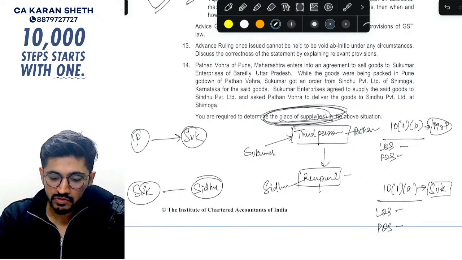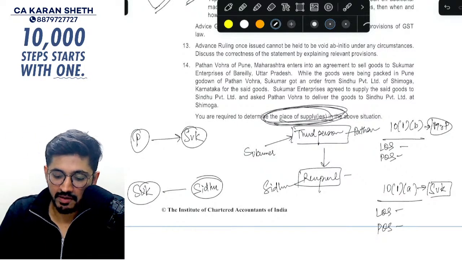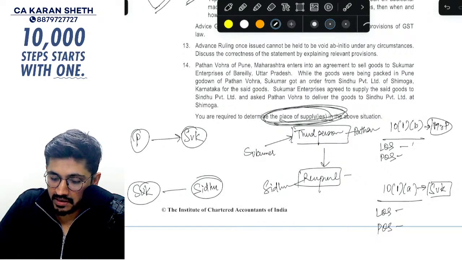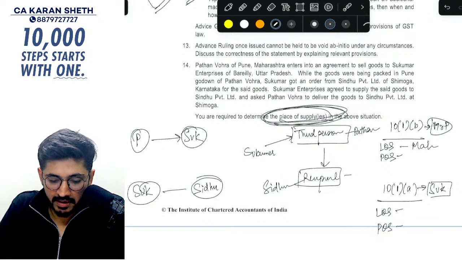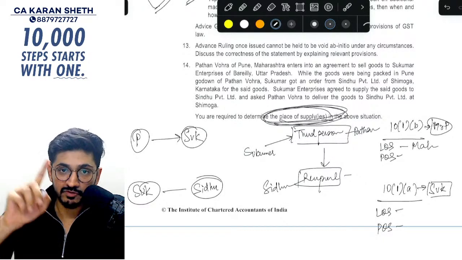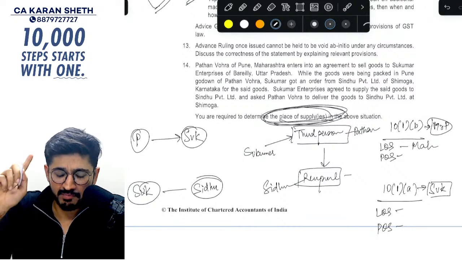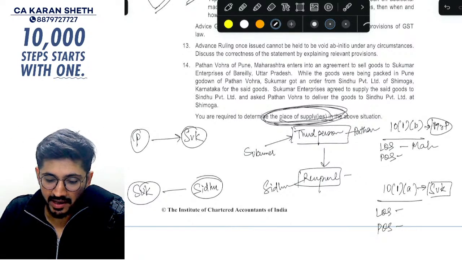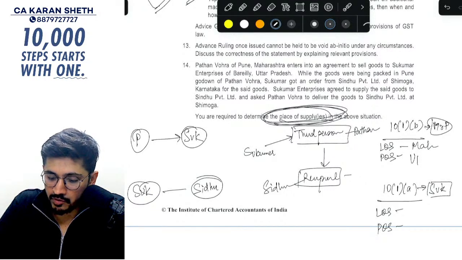Very simple. So with respect to location of supplier, my dear friends, the concept is very simple. Pathan kahan ka hai bhai? Maharashtra. Place of supply, Sukumar. The place of supply will be the location of third person, principal place of business of third person. Sukumar kahan ka hai bhai? Bareilly, UP. So here IGST will be levied.